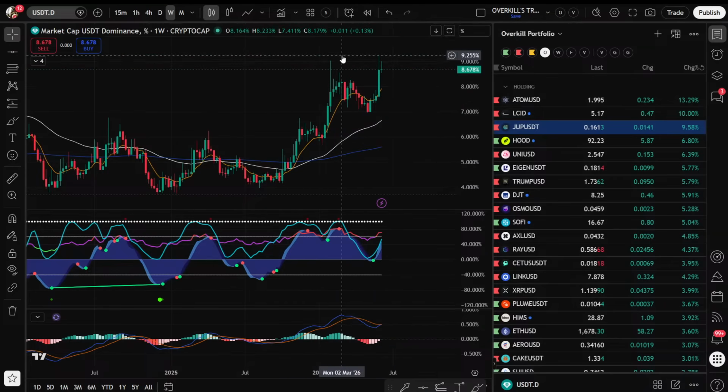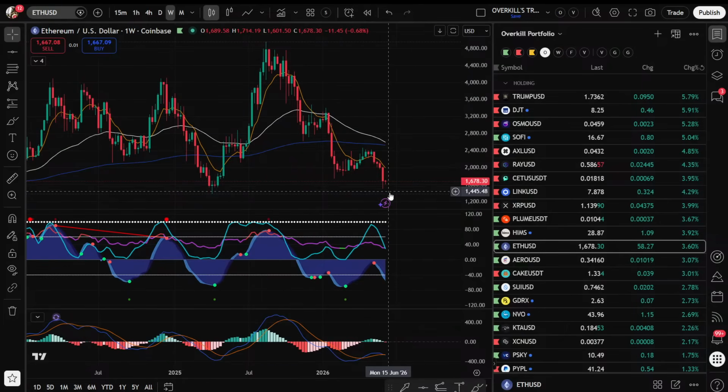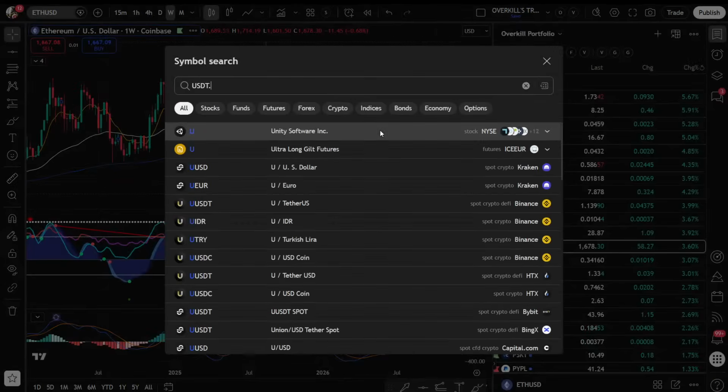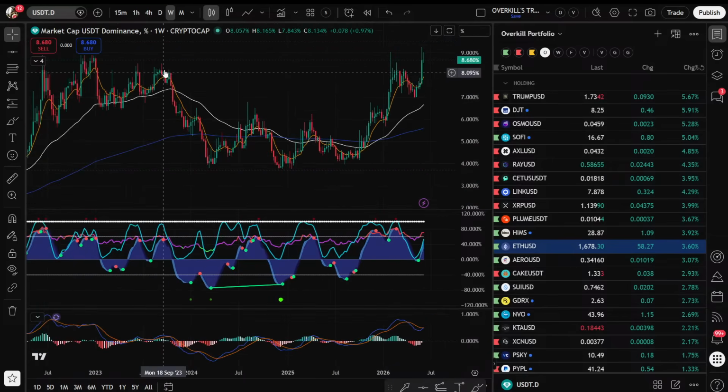When USDT is going up, what is Ethereum doing? Ethereum's going down. Why is that? Because the dominance, meaning the money in crypto, is flowing into stablecoins. When money's flowing into stablecoins, it's coming out of Bitcoin, it's coming out of altcoins, causing the dominance of stablecoins to go up.